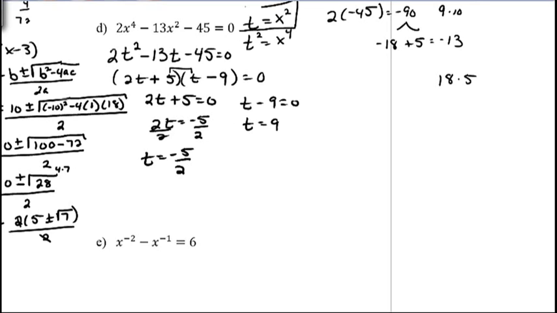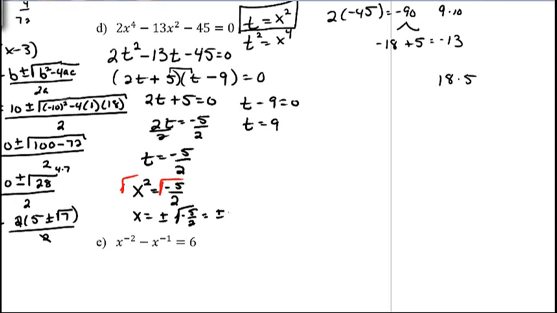So I go up to my t equals x squared equation. I need to replace these t's with x squareds. This is really important to remember to do this step. So x squared equals negative 5 halves. And then we would take the square root on both sides. And that gives me x is equal to plus or minus the square root of negative 5 halves.